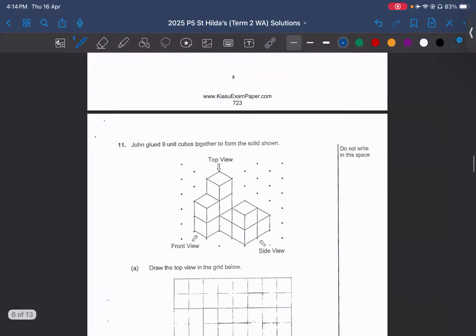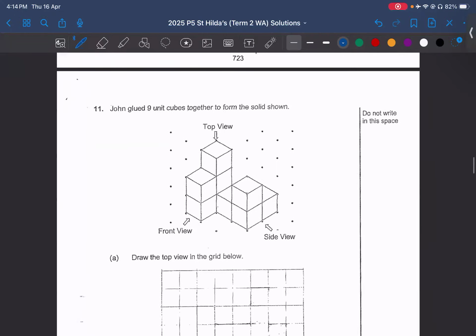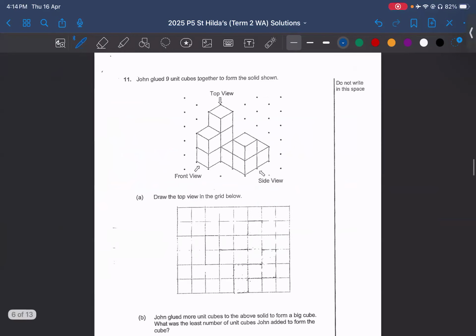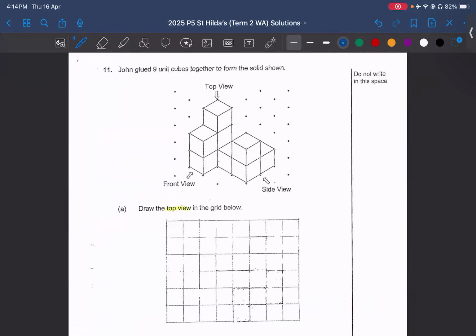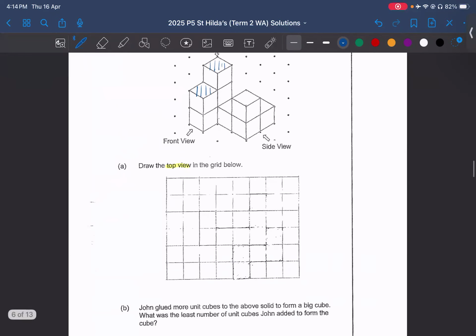Okay, now I'll move on to the next question. John glued 9 unit cubes together to form the solid shown. For part A, we want to draw the top view in the grid below. You remember you want to draw the top view, right? Whenever you want to draw the top view, you must look at the solid from the top. If you look from the top, you realize that you'll see this box here and this box here. So I'll draw that first. We have 2 boxes here, so I'm just going to draw the 2 boxes here.